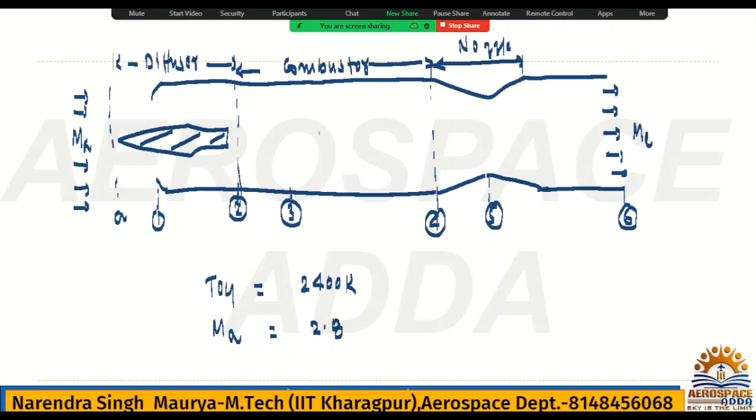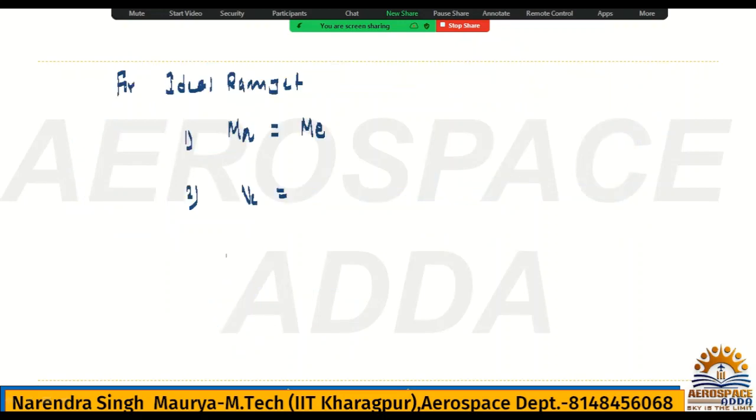Now they are asking what is the velocity at the exit. This velocity is nothing but V exit, the exit velocity. Ve is equal to, this is the second point, V infinity times root of T naught 6 divided by T naught A.